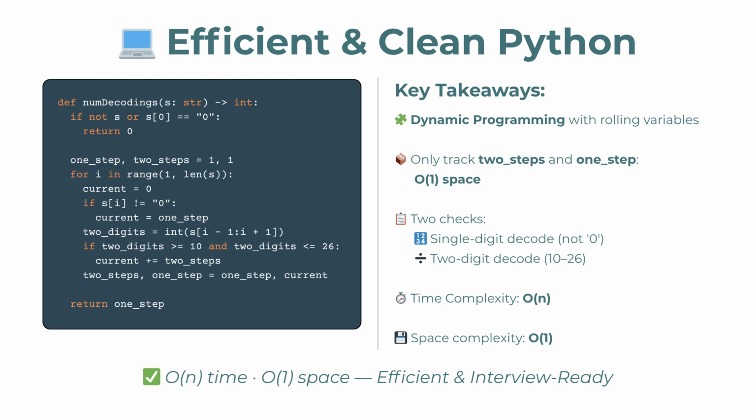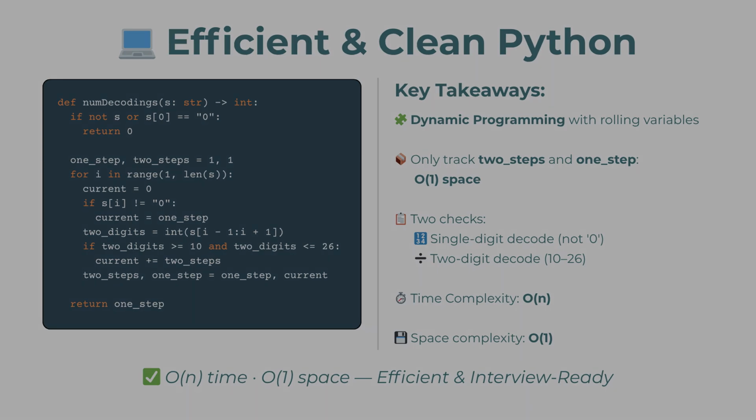Here's our clean and efficient Python solution. We use dynamic programming with rolling variables, tracking only 2 values, 1 step and 2 steps, so it runs in O(1) space. Each step performs just 2 checks, a single-digit decode and a 2-digit decode for values between 10 and 26. This keeps the time complexity at O(n), making it both interview-ready and performance-friendly.